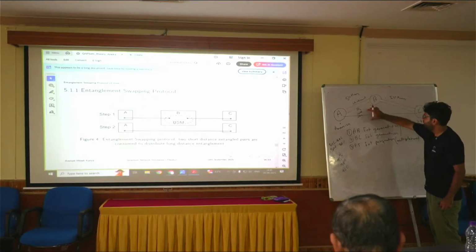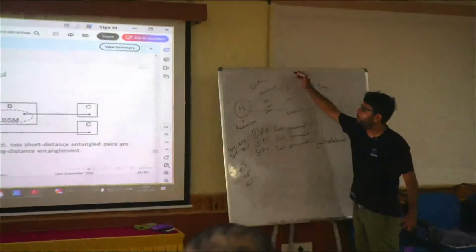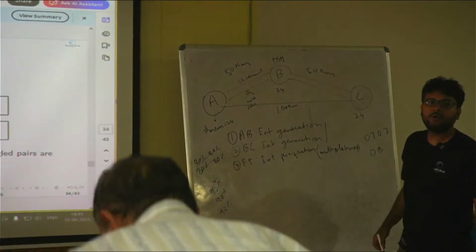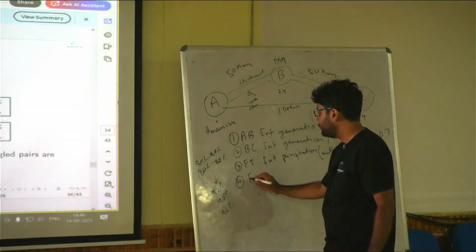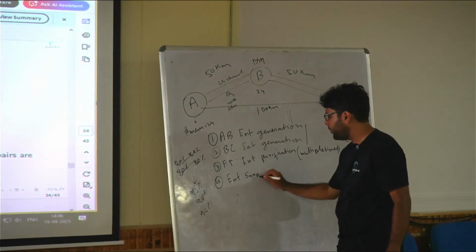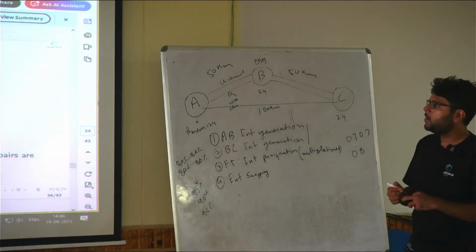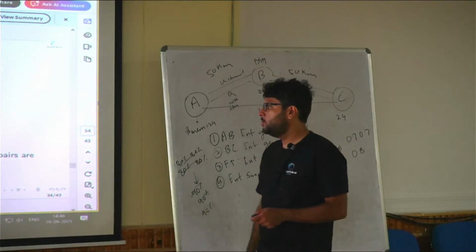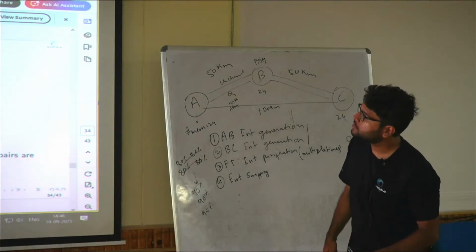You do that by having a network which allows you to do something like a BSM node or this swapping protocol at your center node. So the next step would be entanglement swapping. Two short distance entanglement pairs are consumed to distribute a long distance entanglement. So this is the idea.